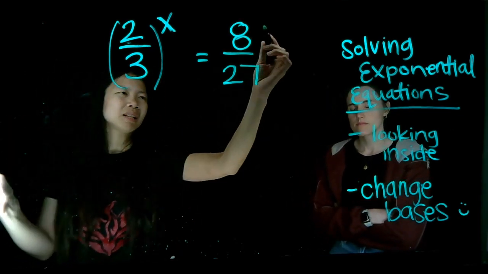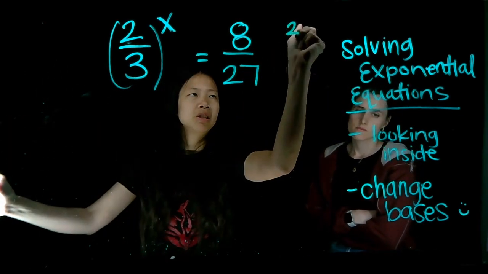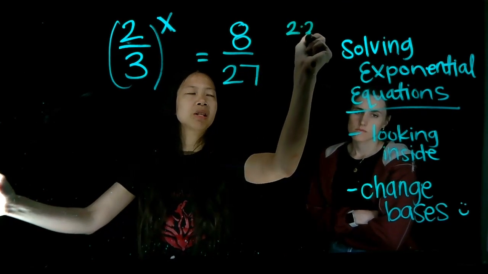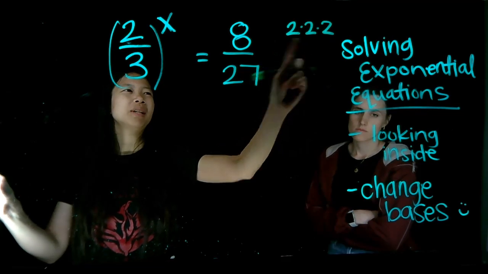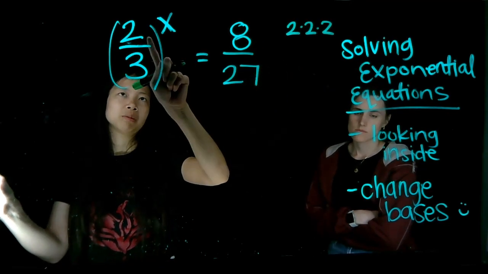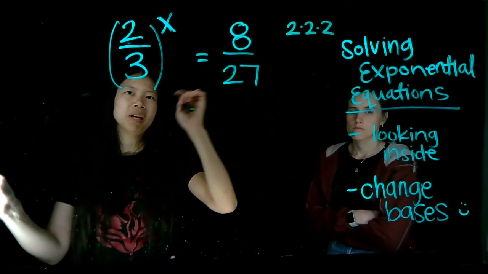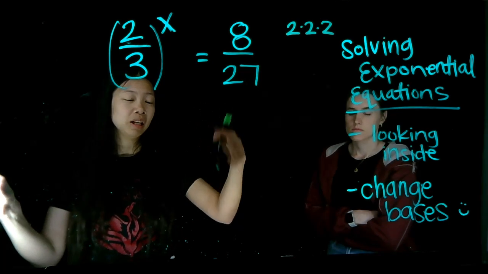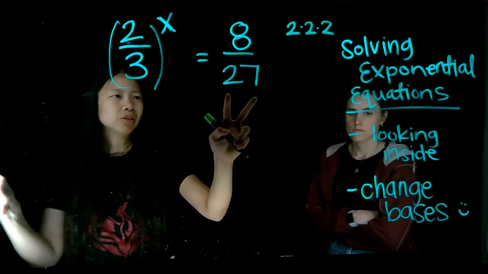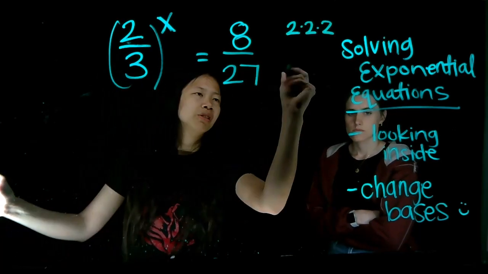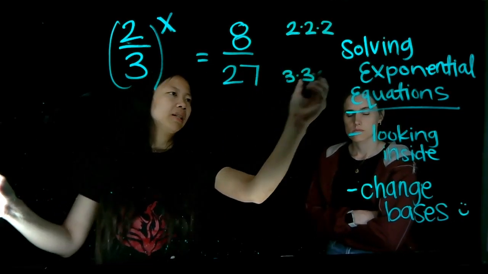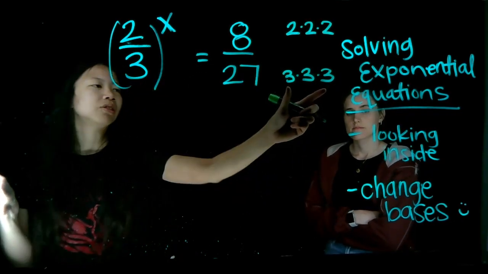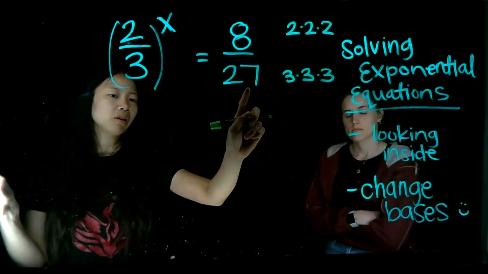So with 8, if I want to express it in terms of 2: 2 times 2 is 4, not quite 8, times 2, okay? 4 times 2 is 8, and so I know that 2 has to be raised to the 3rd power in order to be 8. Let's make sure it's also 3 iterations for the bottom of our fraction. So 27, I want to express that in terms of 3. 3 times 3 is 9, not quite 27 yet, times another 3 is 27, so yes, 3 to the 3rd power is also 27.